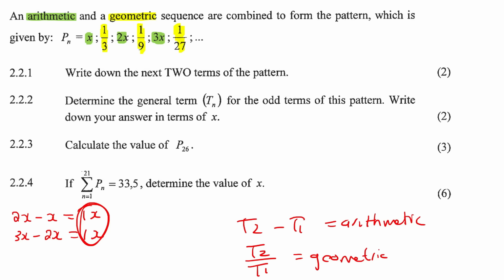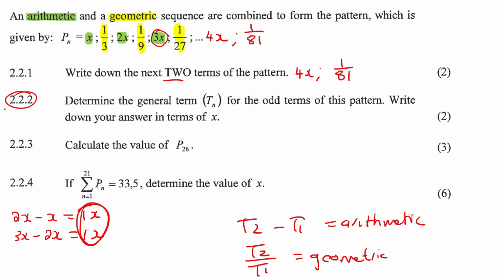So the first question says, write down the next two terms. Okay, so it's going to be this one that comes next. So there would be 4x. So that would be 4x. I'll write it over here as well. Then the next one would be this pattern. So you would just multiply that by 1 over 3, and that would give you 1 over 81. So those would be the next two terms.